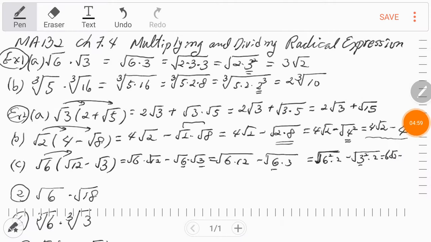Okay, 3 square root of 2 and 6 square root of 2. These are like radicals, so why don't we subtract these two? 6 minus 3 is 3. Oh, wait a minute, this is square root of 2. Is that correct? Yes. So that is equal to 3 times square root of 2.